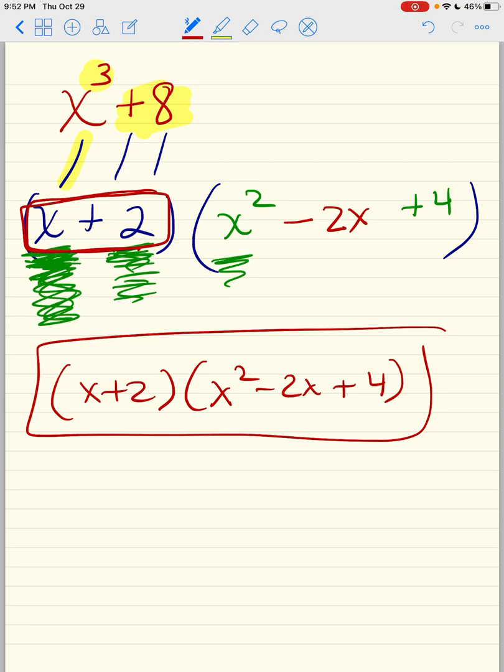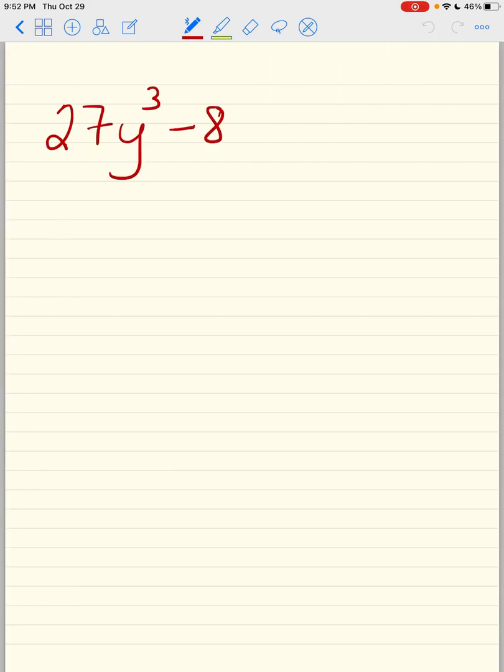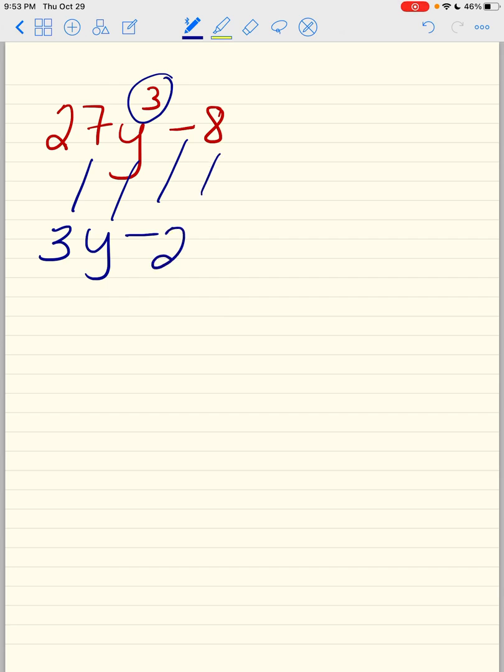See if you guys can do it. Pause the video and try it for yourself. Okay, 27 is a perfect cube. The cube root of 27 is 3, because 3 times 3 times 3 makes 27. Y to the third, well, it's divisible by 3. How many times does 3 go into 3? Once. There's a negative. And then the cube root of 8 is going to be 2.